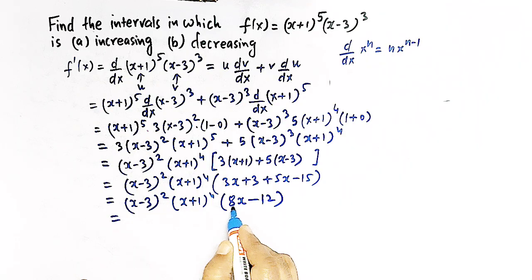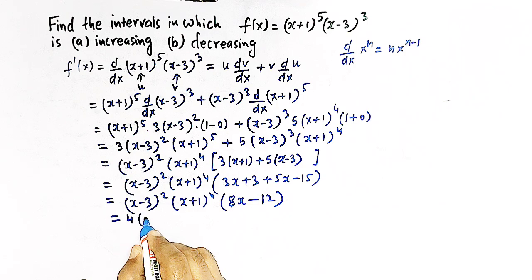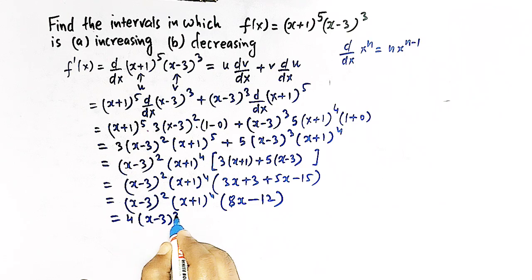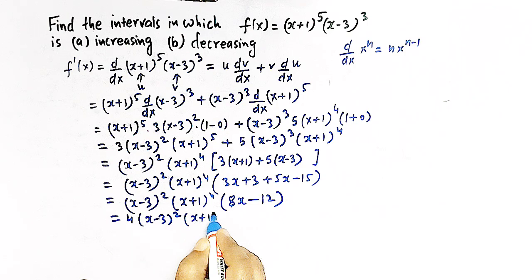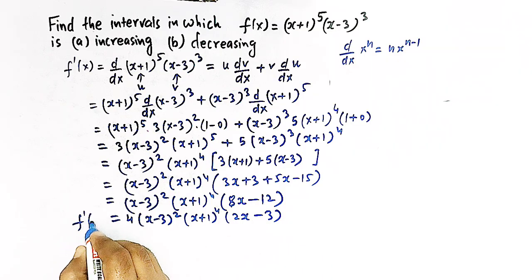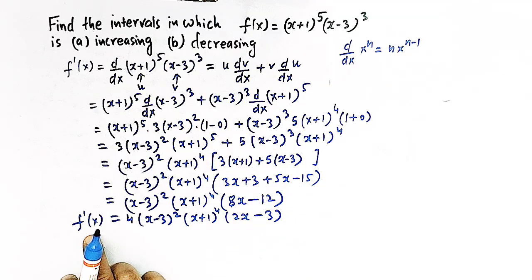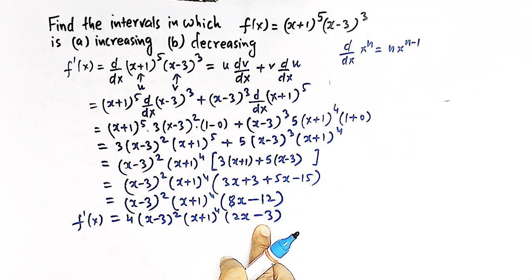Now we can take 4 common from both these terms. So we can write 4 (x - 3)^2 (x + 1)^4 times (2x - 3). Now the derivative of this function is given by this expression.